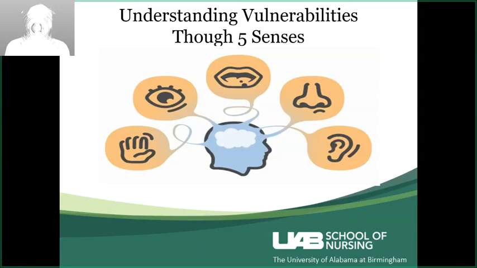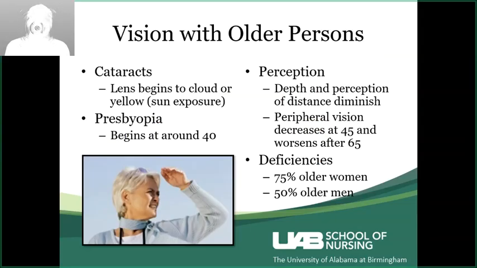So let's talk about vision. Presbyopia is vision loss. It occurs in the average person around 40, and by 45 for most, they'll have to wear at least reading glasses. The peripheral vision decreases and worsens even after 65, and distance vision worsens. And for those with sun exposure, cataracts can cover the lens and diminish clarity of those visual fields. So these deficiencies occur most often in women, but they also occur in men.